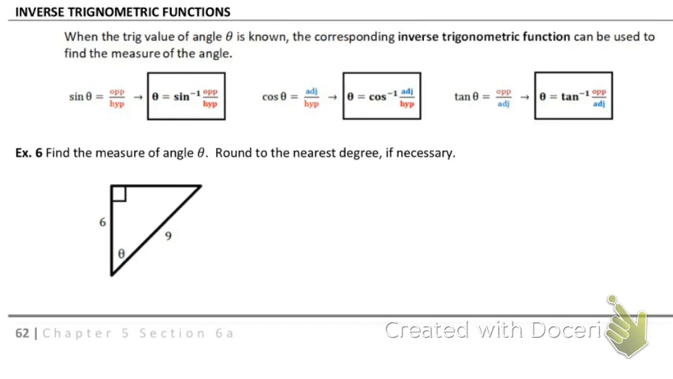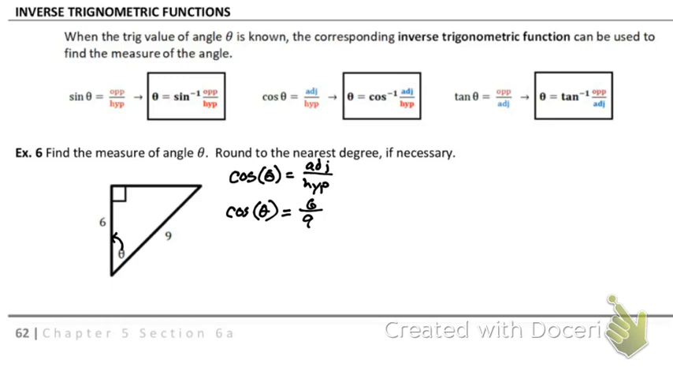Well, if I'm looking at theta, hey, 6 is adjacent to it, and we have a hypotenuse. Adjacent and hypotenuse sound like cosine, where cosine theta equals adjacent over hypotenuse. In this case, we're going to fill in the information we know. I don't know theta this time. Before I knew it was 42, now I don't know it. I do know the 6 over 9.